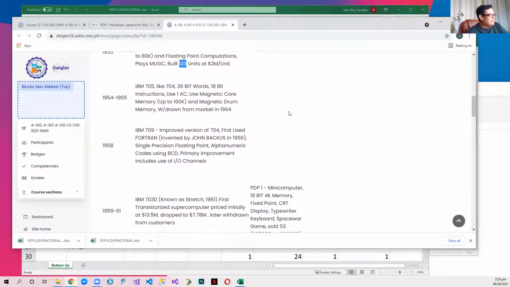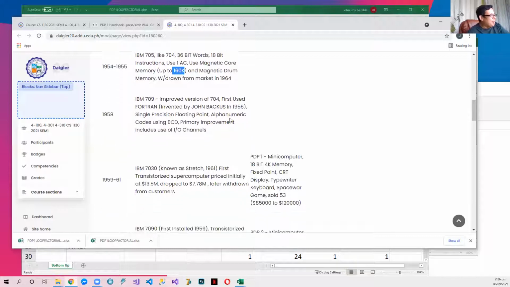Then in 1954 to 1955, the IBM 705 was released. This time it can accommodate 160K of magnetic drum. It was withdrawn from the market because it did not work. But the popular version was the 709, which was the improved version of the 704. It's now single precision floating point, so it's much lesser accuracy, but it now has floating point.